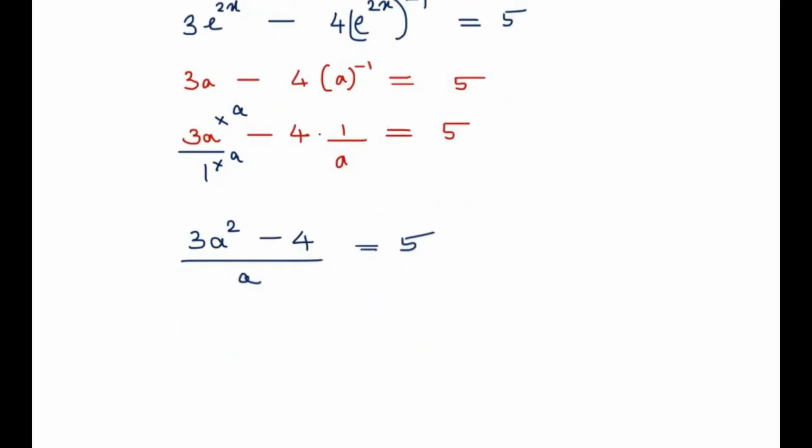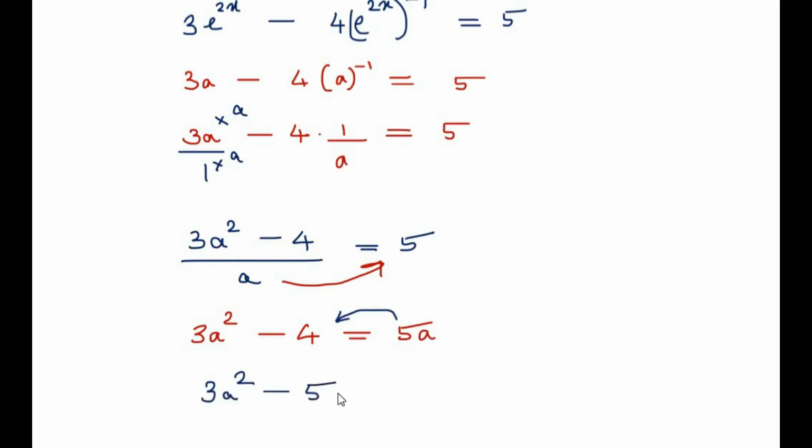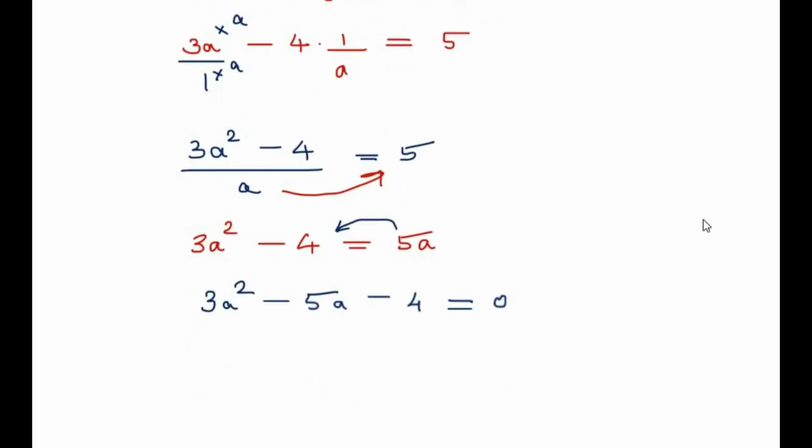Next, I am going to take this a on the other side of the equal to sign so that it multiplies with 5, and we get 3a square minus 4 is equal to 5 times a, that is 5a. Now let me take 5a on the left hand side. So we get 3a square minus 5a, and minus 4 stays the same. This will be equal to 0. If you look at this equation carefully, this represents a quadratic equation.